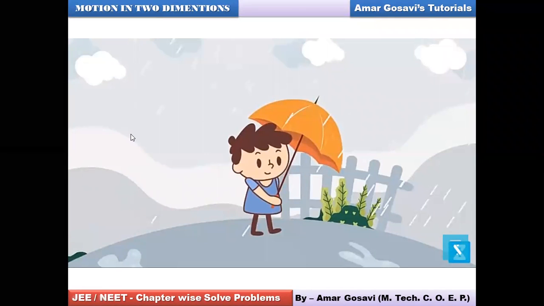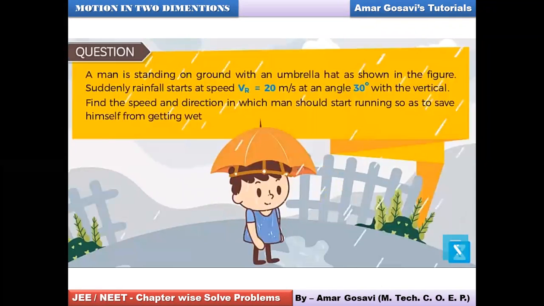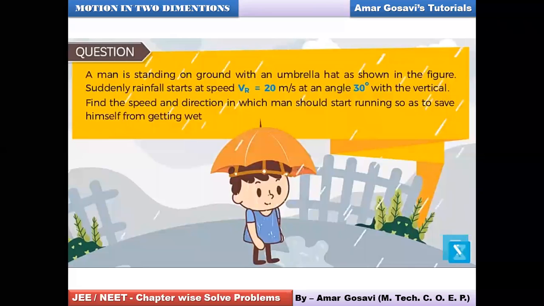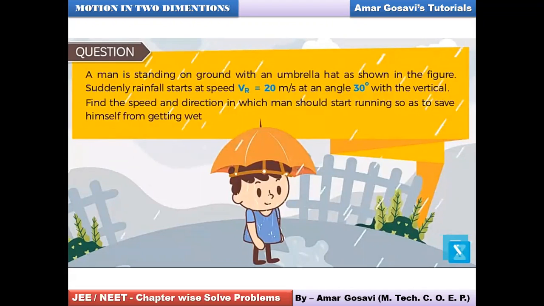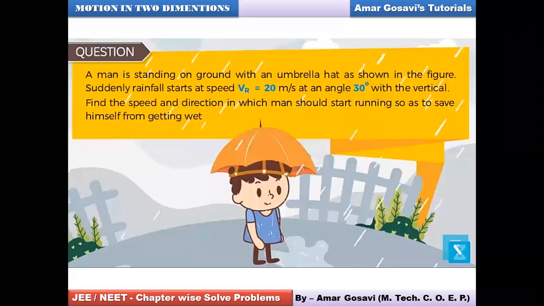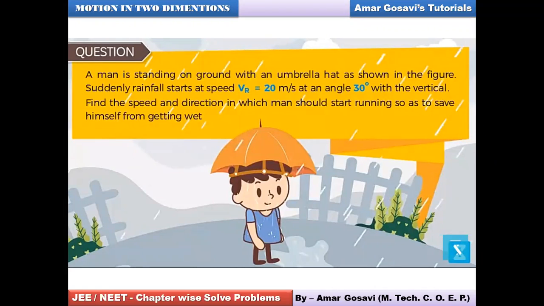So let's proceed further then. Yeah, most of you say done. Now here comes the question. After understanding the concept of rain-man problems, here is a question, friends. An interesting question. One should try to understand this. The question says, a man is standing on the ground with an umbrella hat. You can see it's fixed on his head as shown. Suddenly the rain starts falling at a speed Vr equal to 20 meter per second at an angle 30 degrees.